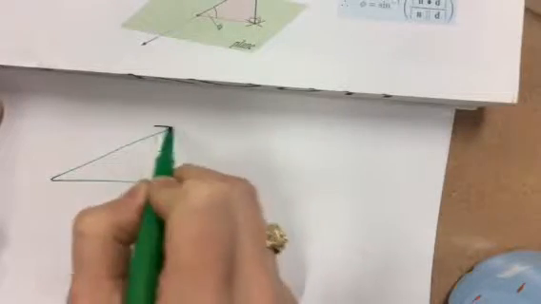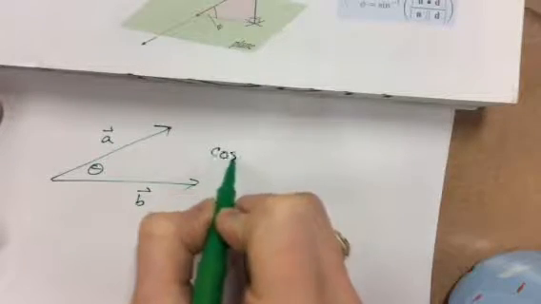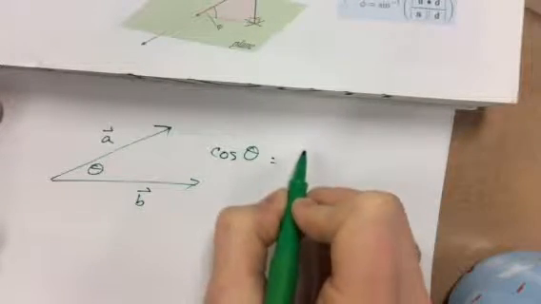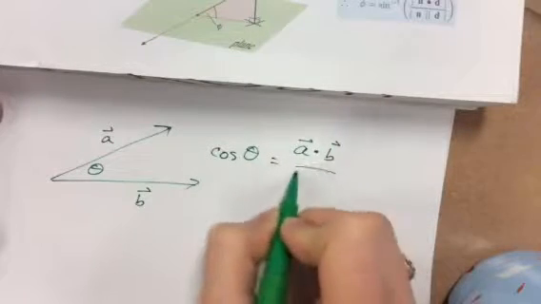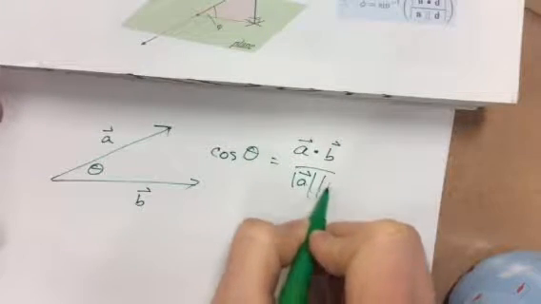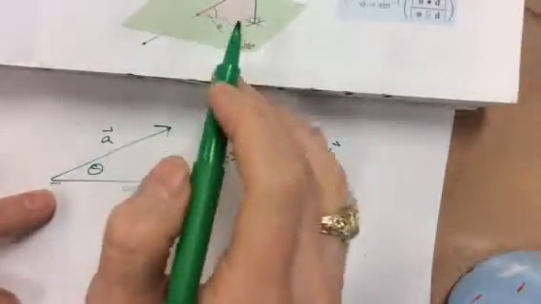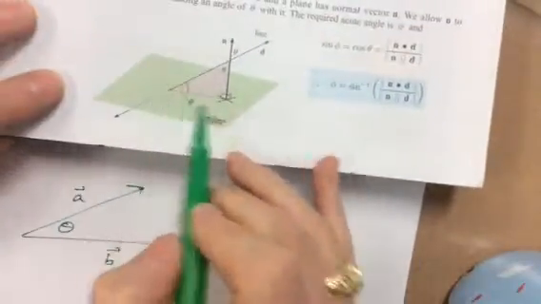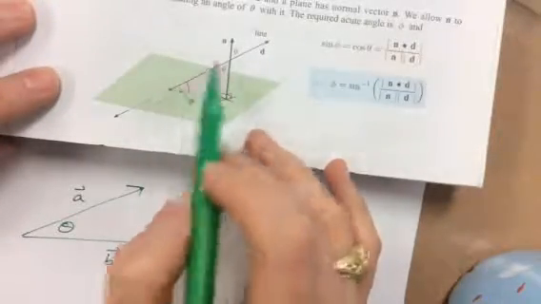So if we knew a vector and another vector, like if we're trying to find this theta, and this is vector A and this is vector B, we already know that cosine of theta is equal to the dot product over the magnitudes. That's with cosine there. So if we knew this vector, then we could use the cosine like we've always done.